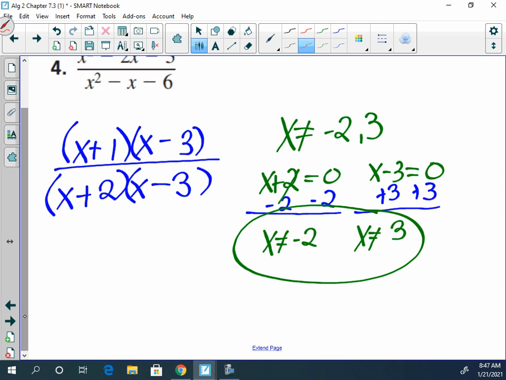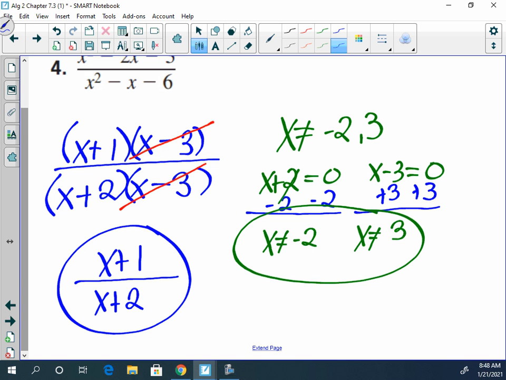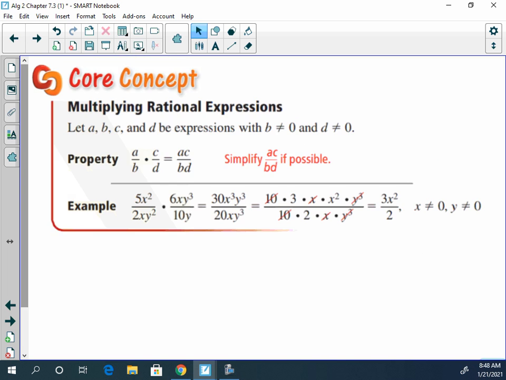Last thing we need to do is simplify. So what would we simplify? The x minus 3 on top and bottom. And that leaves us with what? x plus 1 over x plus 2. And that's all we have left. And that's as simplified as it gets. Questions on this here?